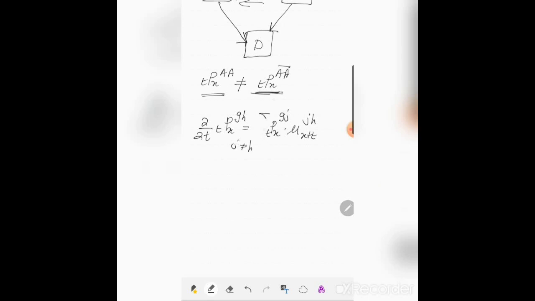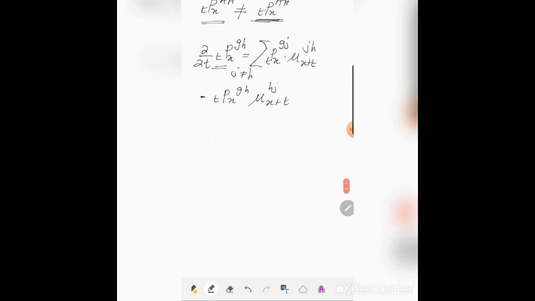I'm doing the summation, and it should not return back. So that means tPx gh has already reached the state h, and from there it is returning back to some other state j. Those probabilities we are taking out. So this will be the typical formula for d over dt of tPx gh.